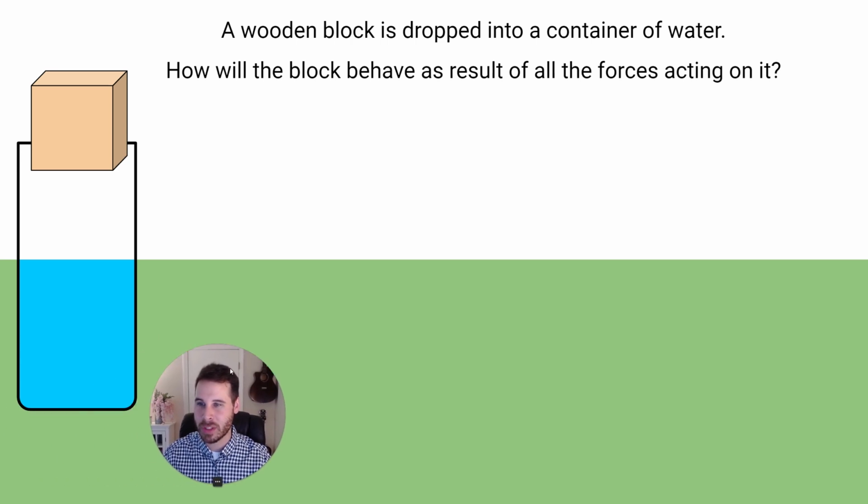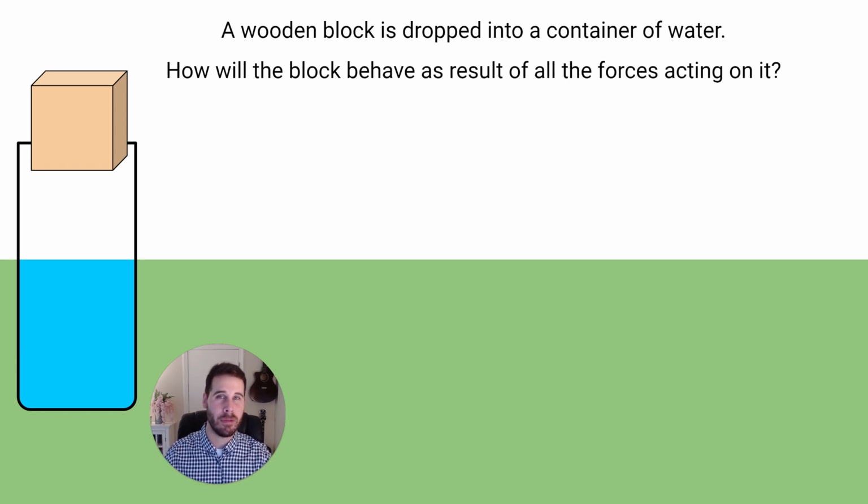Here's a conceptual example where I'm going to drop a block of wood into some water and we'll see what happens. So here's our setup. A wooden block is dropped into a container of water. How will the block behave as a result of all of the forces acting on it? So let's think about forces, because that's a really good place to start when you're analyzing a situation with physics. That block of wood right there is currently in the air.